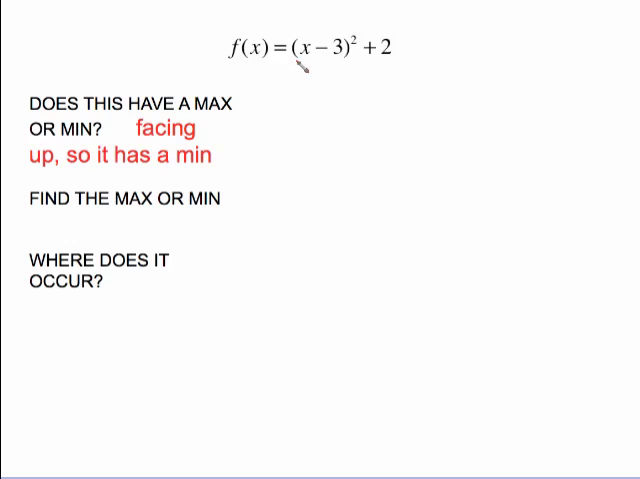How do I know it's facing up? Well, the coefficient right here that's in front of the parentheses dictates the up or down facing. The coefficient in front of these parentheses is a 1, which is a positive value. Since that's positive, that's what tells me it's facing up.